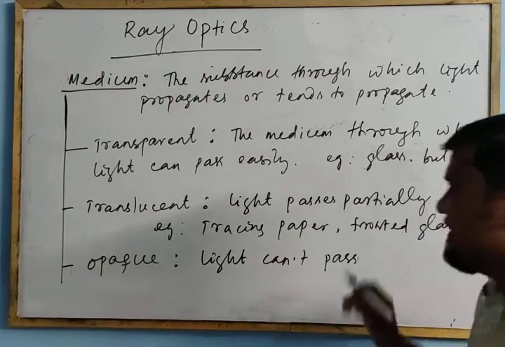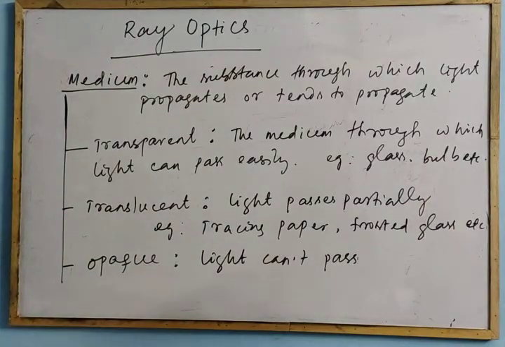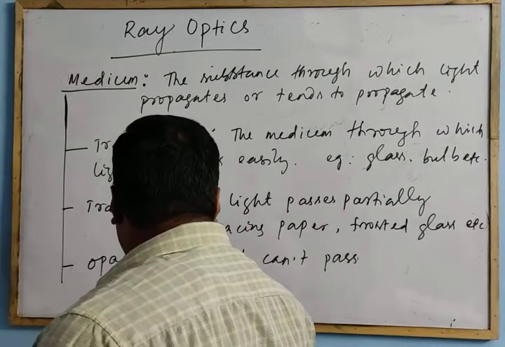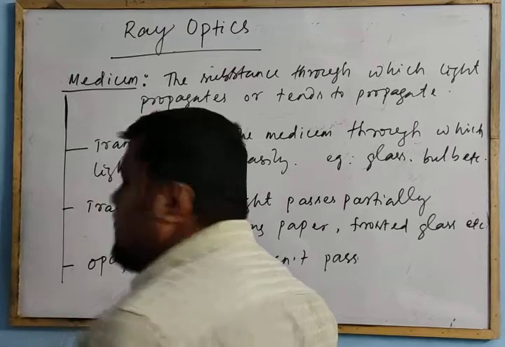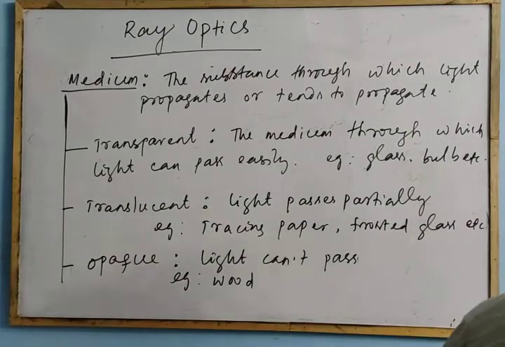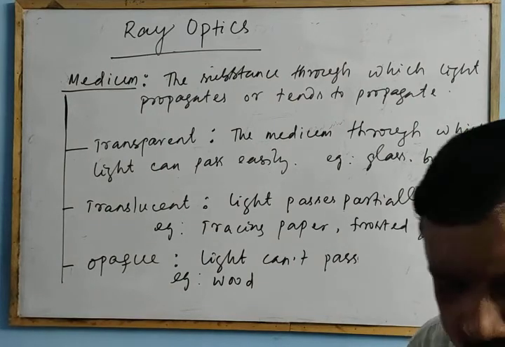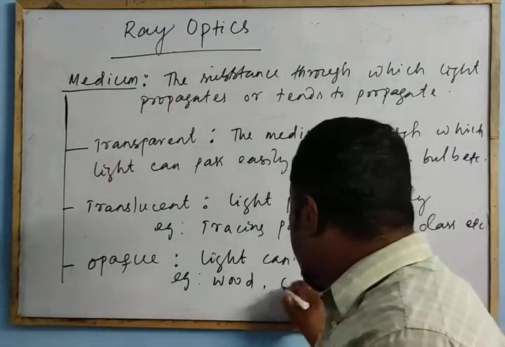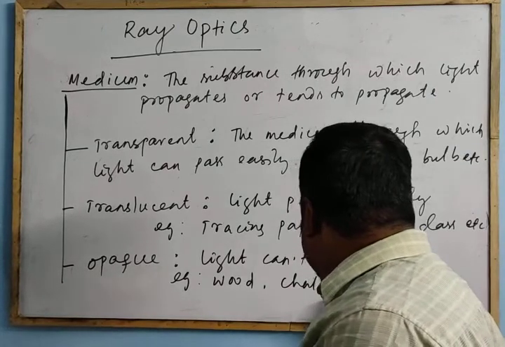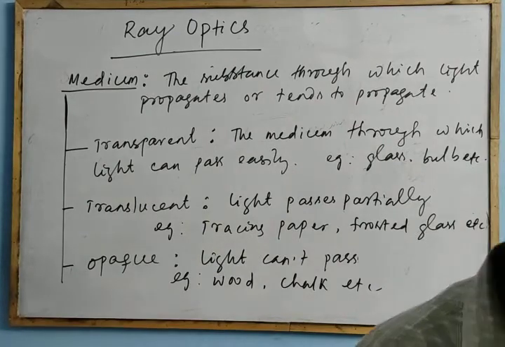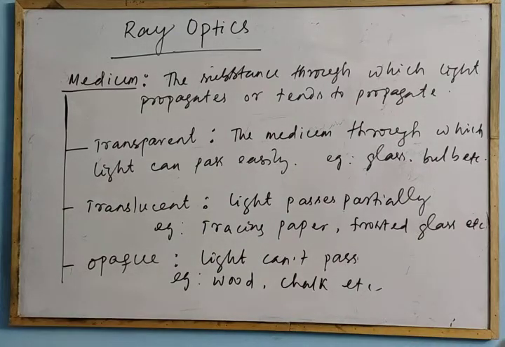The medium through which light cannot pass is called an opaque medium. And what are the examples of opaque medium? Wood. Light cannot pass through wood, and the others are, for example, a duster or a chalk. They are opaque media. Clear?